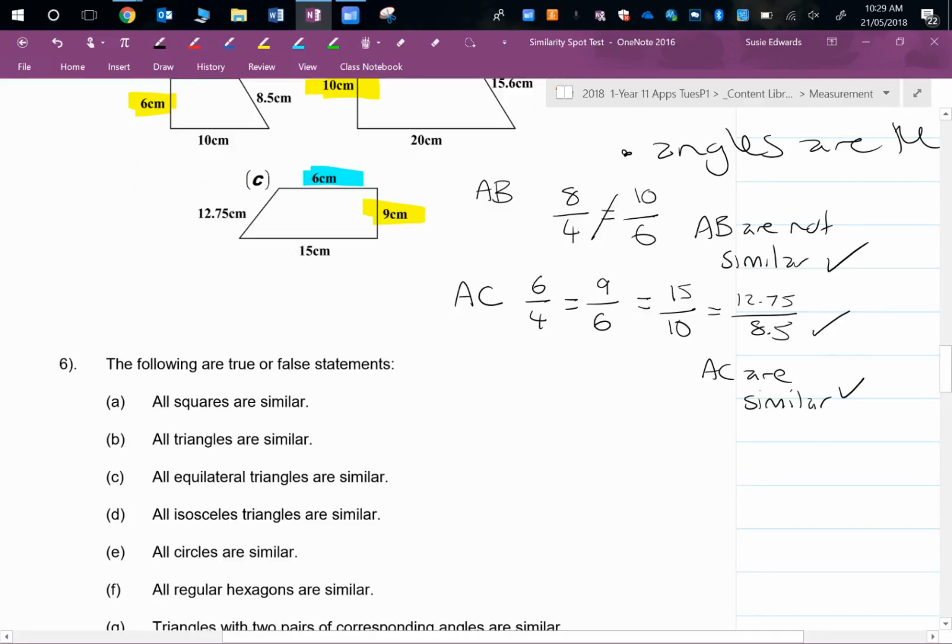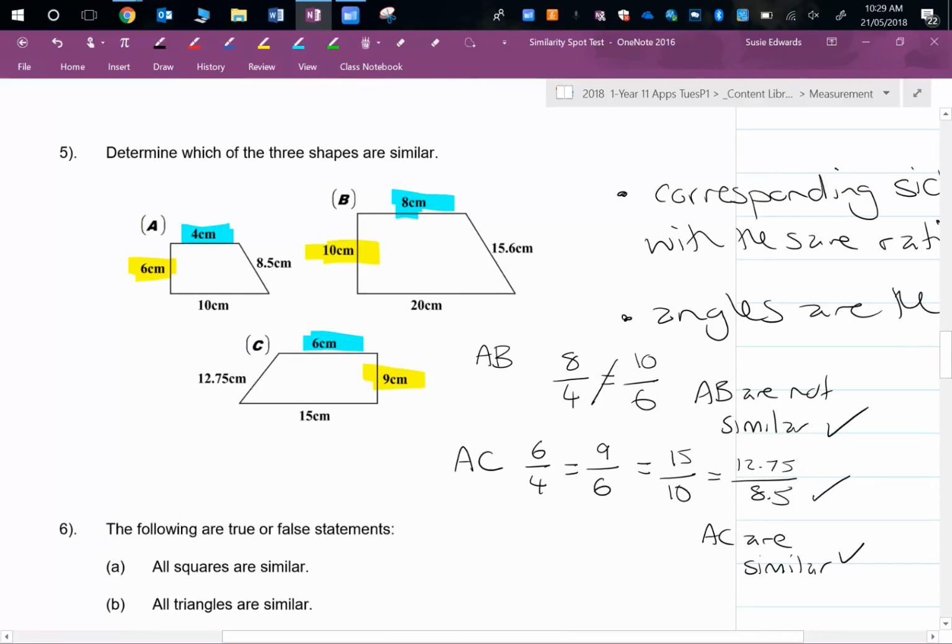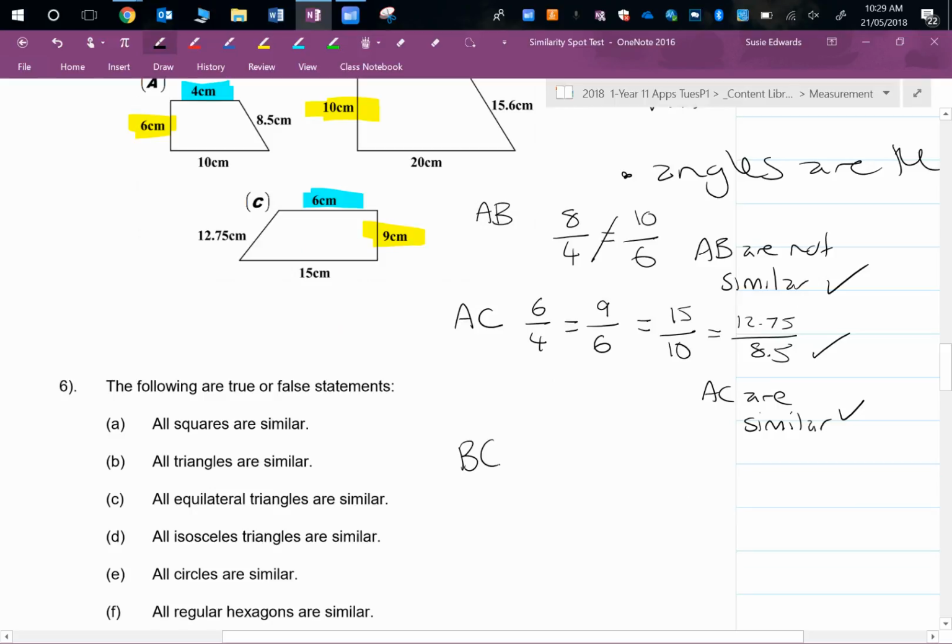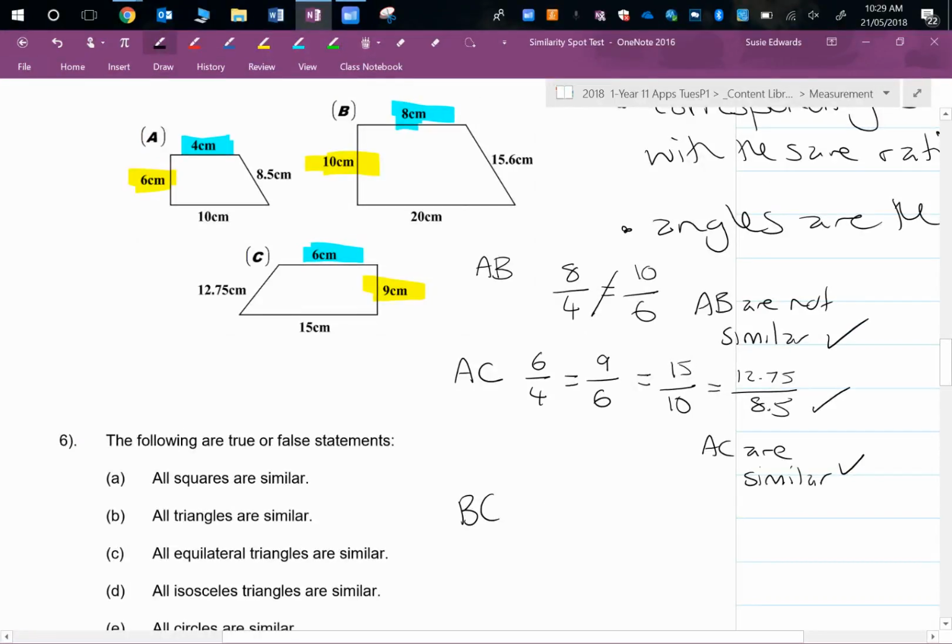So far we're at 3 marks. We're going to do 4 marks as well. So then we need to compare B and C. As soon as you've got one which isn't, then you know it's not. So the reason why we kept going after two sides was that it was working. Okay, so we'll go 9 over 10 and 6 over 8. Are they the same fractions? No, so B and C are not similar. So that's worth a mark as well. So that whole question is worth 4 marks.